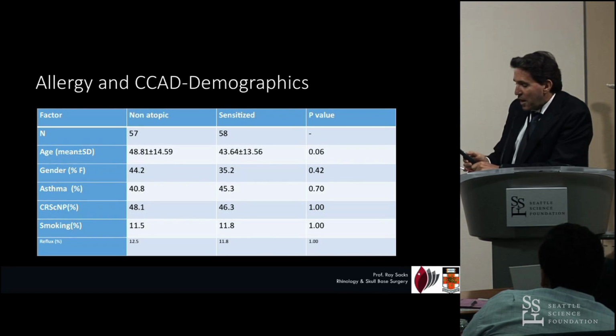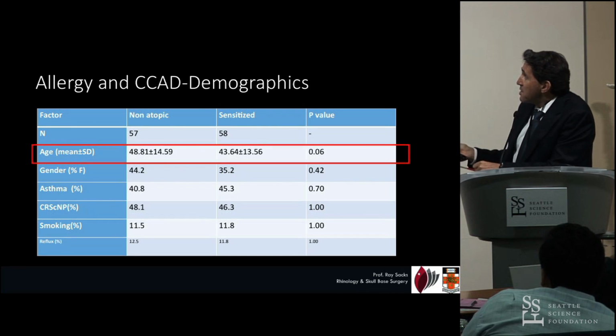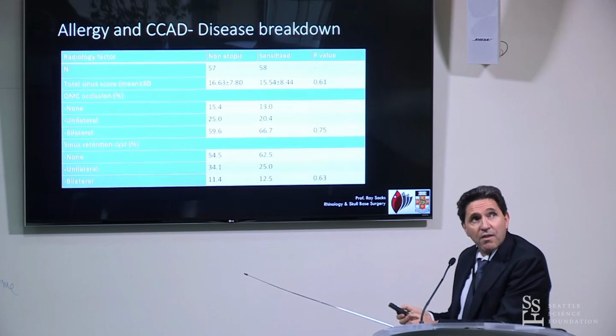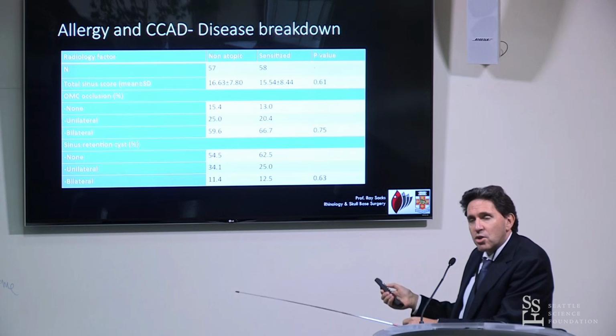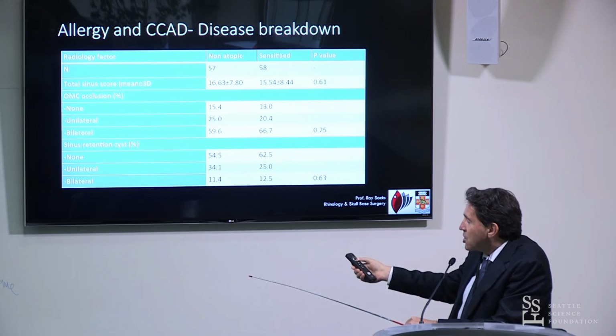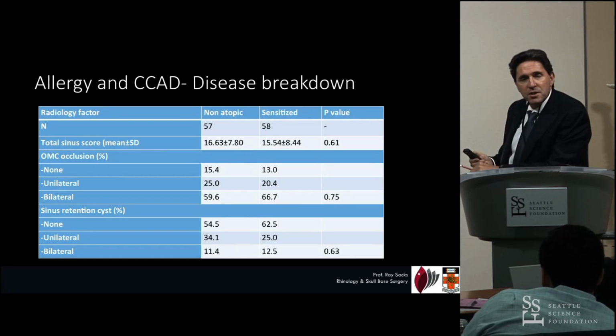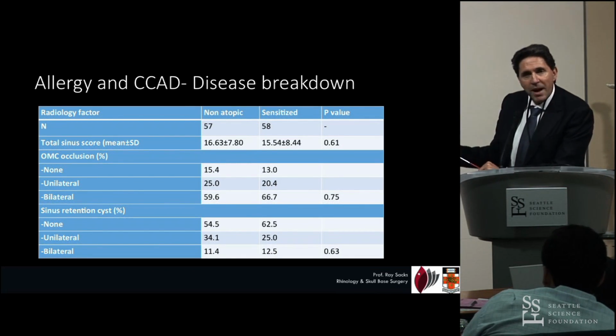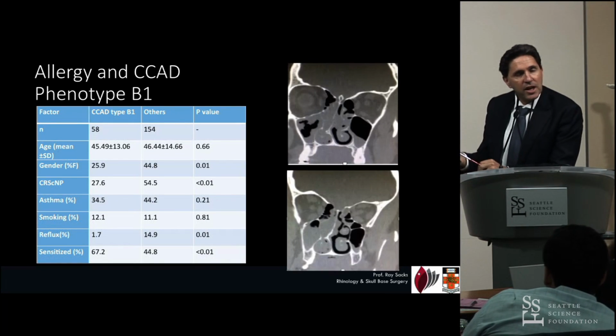In terms of demographics, our non-atopic and atopic groups were very similar. In fact, the only difference was the age, which one would expect, a slightly younger age group having a higher incidence of allergy. But when we looked at the sinus symptom scores, at OMC, at the radiologic scores, there was really no difference between the two groups. So it's very difficult to categorize which of these patients are going to be allergic and non-allergic.